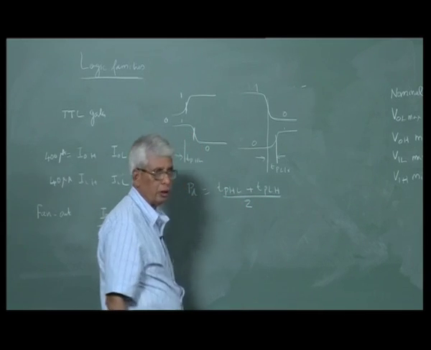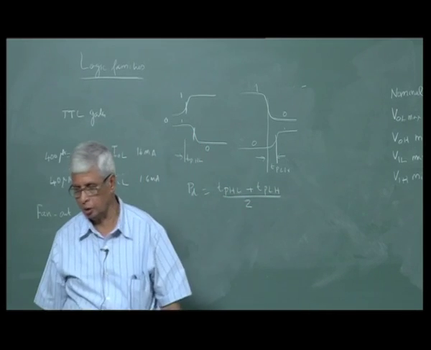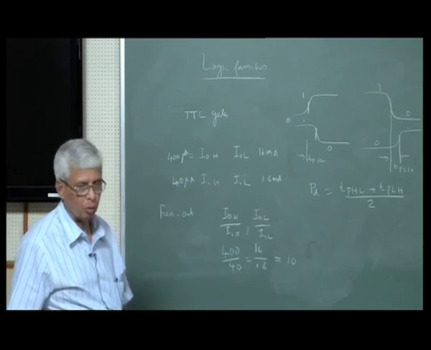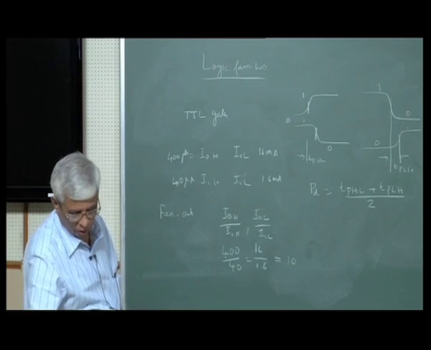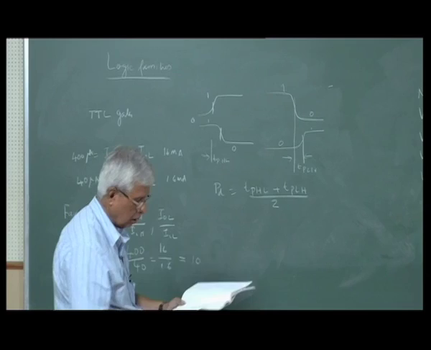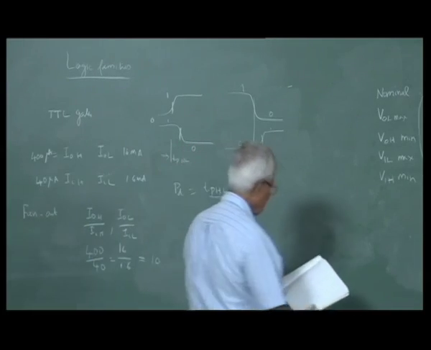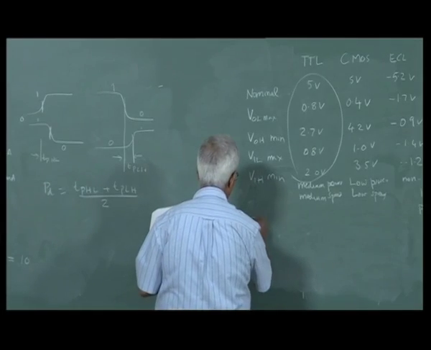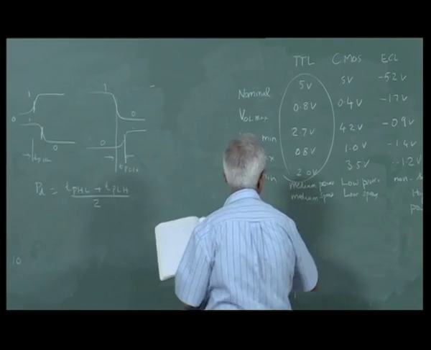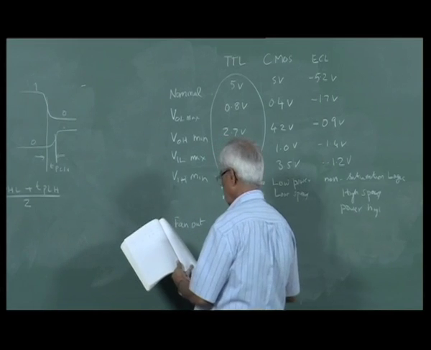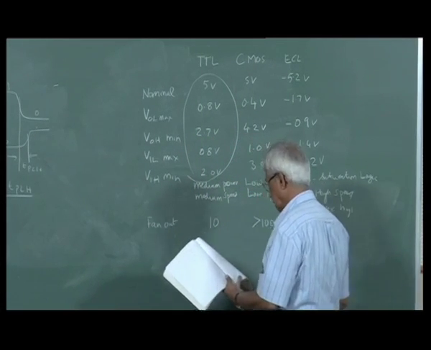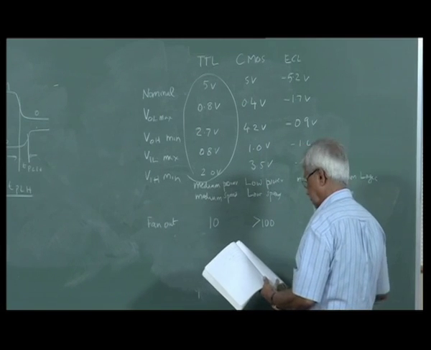How you should consider speed and all that: supposing I told you this is a very slow gate, it means this delay is more. So to come back to this table, I already told you what a fan out is. It's typically 10 for TTL, very large for CMOS gates because they take no current at the input. It's about 10 for the ECL gates.